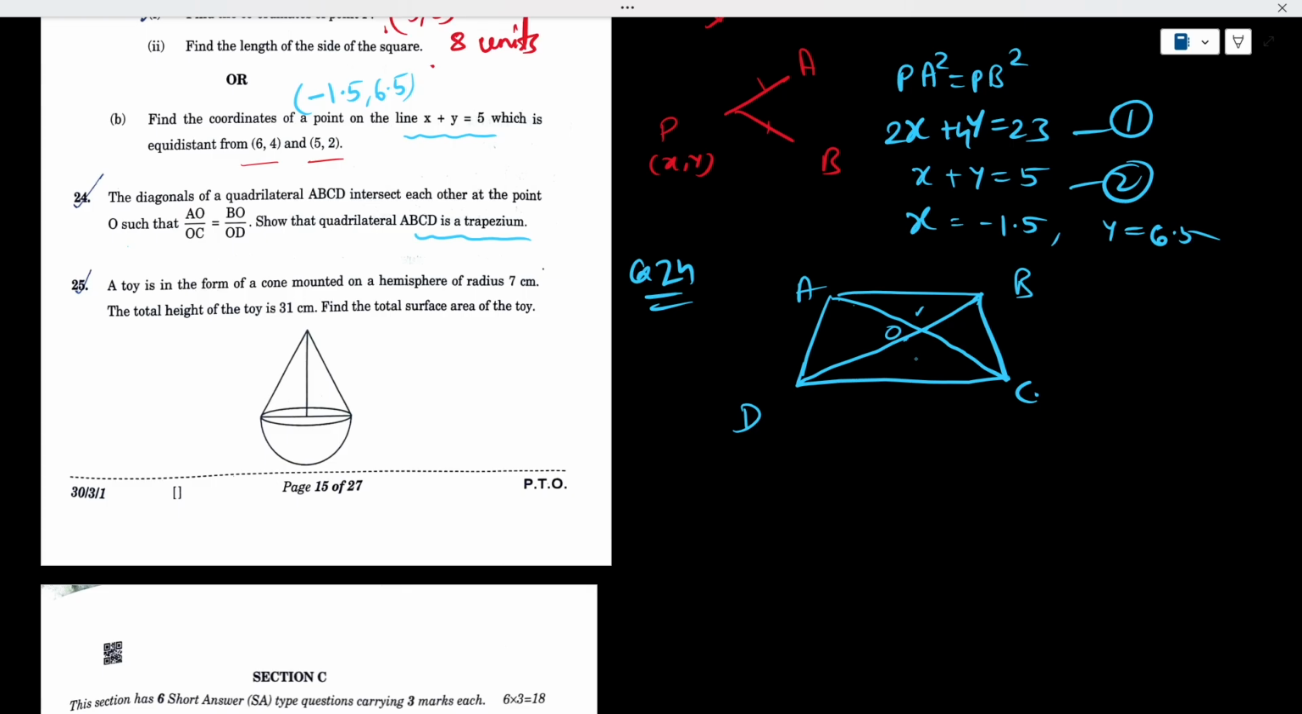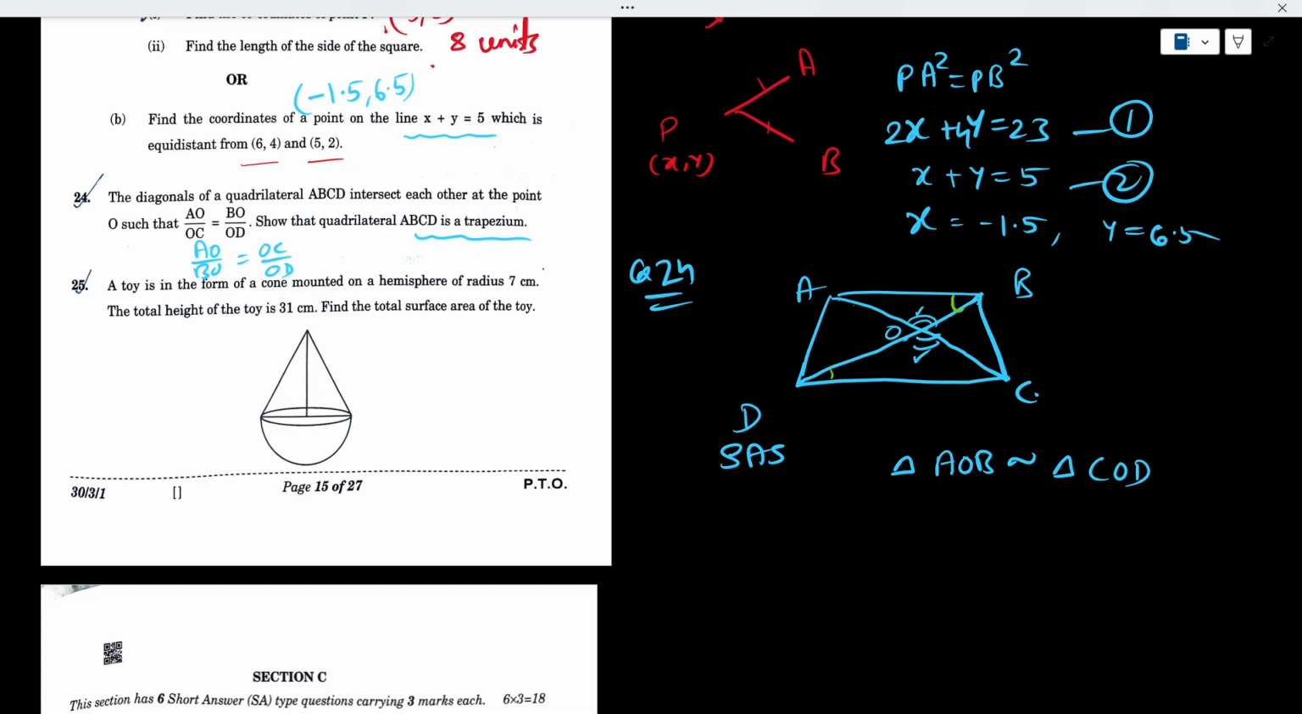Now if I can prove this triangle is similar to this triangle, then alternate interior angles are equal. Whenever this is given, you can transpose: AO by BO will be equal to OC by OD, right? And you know that vertically opposite angles are equal. So using SAS similarity, triangle AOB will be similar to triangle COD, since A corresponds to C.